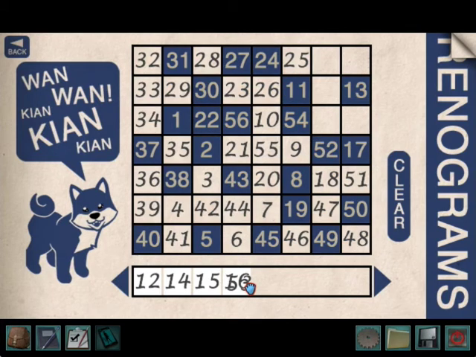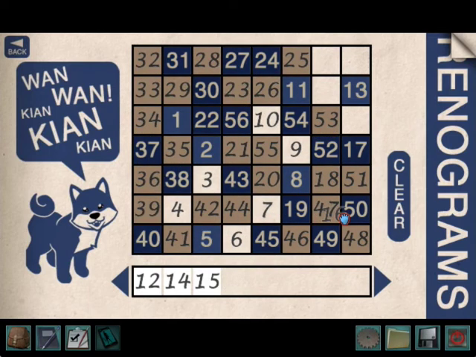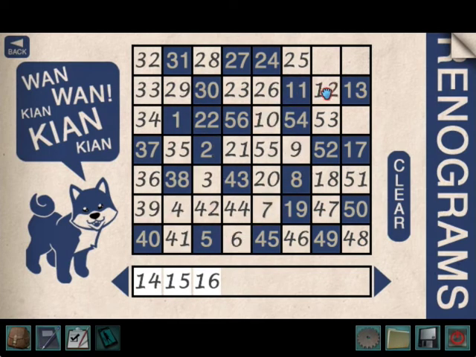And 53 has to go there. Which means that 12, 13, 14... Okay. No puzzle stands a chance. Perfect. Alright, good.